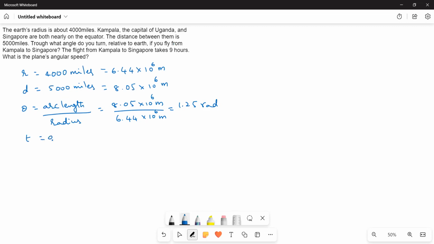Okay. And then the flight takes 9 hours. T is equal to 9 hours. So in 9 hours, we have to convert it into seconds. That becomes 32,400 seconds.